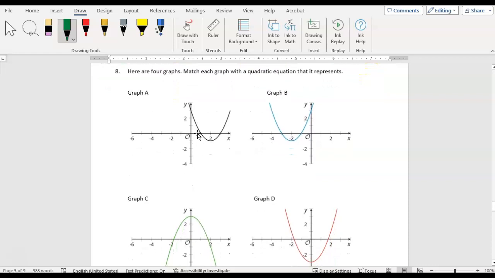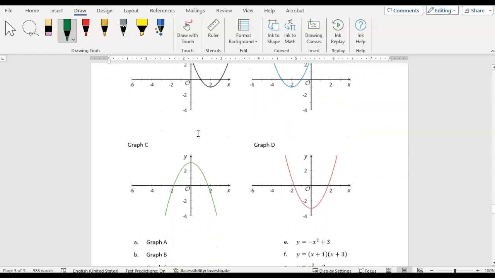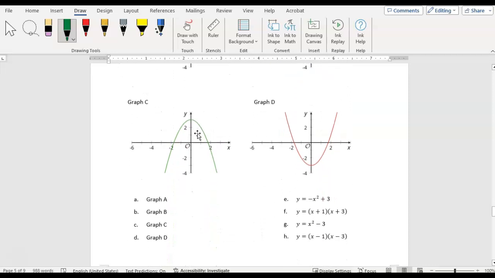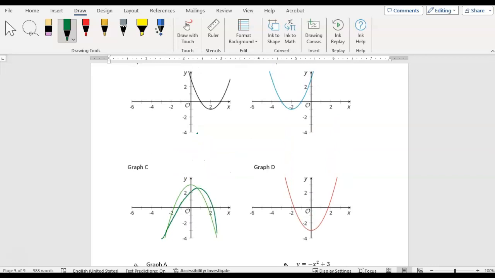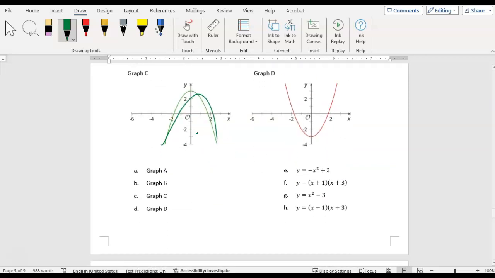Number 8, here are 4 graphs. Match each graph with a quadratic equation it represents. So we have our graphs, and then we have our equations down below, and we need to match them up. We have only one that is facing downward, open downward, and so that would have to be E. Because that's the only one with a negative coefficient.